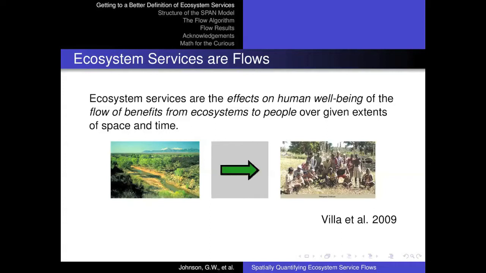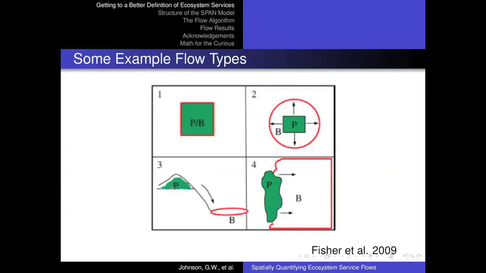Now, if we start talking about needing to flow a service, we can step back and think a little bit harder about what those flows might look like. There are some abstract flows that have been published before. Here we have this paper by Fisher et al. that came out in the middle of my research, looking more abstractly at this idea. P is provider, i.e. the ecosystem, and B is beneficiary in these diagrams. We're looking at some different abstract means or patterns of service flow.